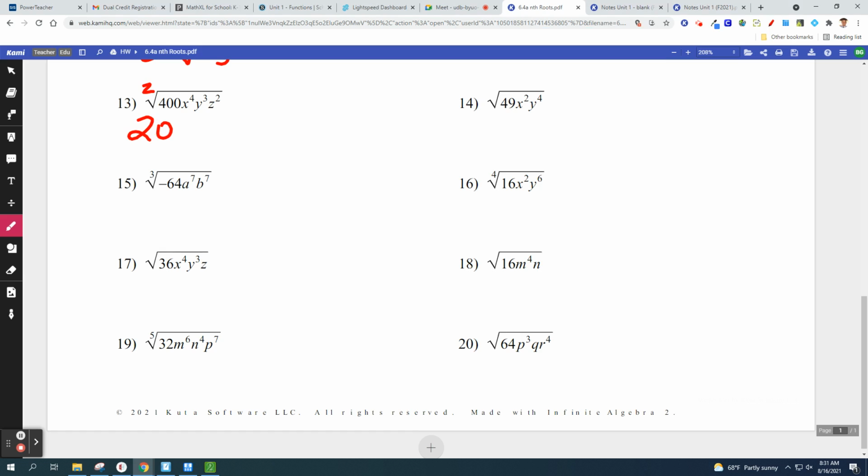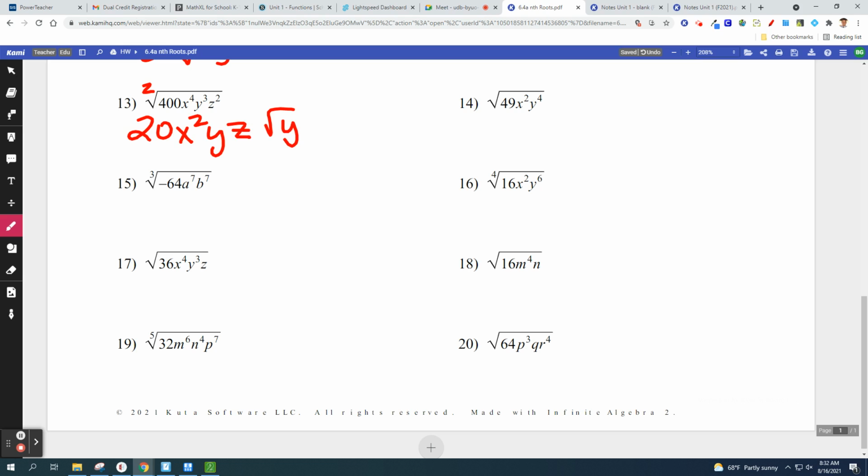And then we have to remember, since it's a square root, it's a root 2. It's the second root. Okay? And all we have to do is take 2 into each of those exponents. How many times does 2 go into 4? Twice, and it's even. So that all comes out, no remainder. 2 goes into 3 once with 1 remainder, right? So a y comes out and a y stays in. 2 goes into 2 once evenly, so that comes out.